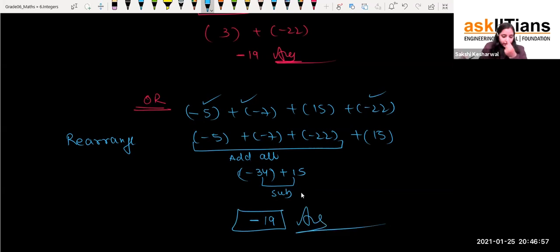Yes or no? Any doubt in this class? I think I made things very clear. Anyone have any doubt, beta? If you have any doubt, you can always ask on the BDF, and we will be answering your queries and doubts over there. Next class we'll be doing the subtraction of integers on the number line and without the number line, and we'll do a few questions and the chapter will be completed.